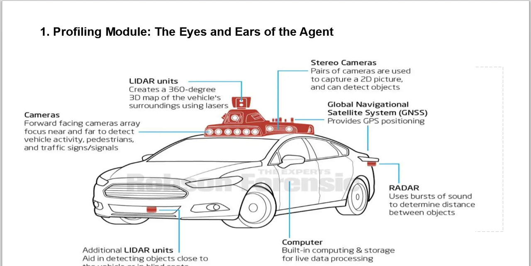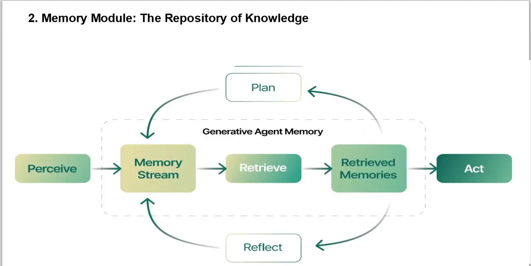Now let's move on to the next module, which is the memory module, also called the repository of knowledge. The memory module serves as the agent's knowledge base, much like our short-term and long-term memory. It organizes and stores data, rules, patterns, and past events, enabling the agent to learn from interactions and make informed decisions. Consider a virtual assistant, a chatbot. Its memory module helps it recall customer preferences, product details, and frequently asked questions, ensuring timely and accurate responses during the conversation.